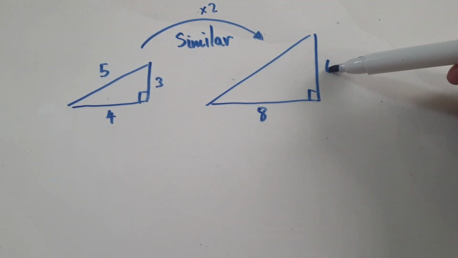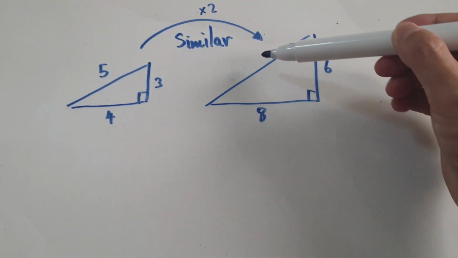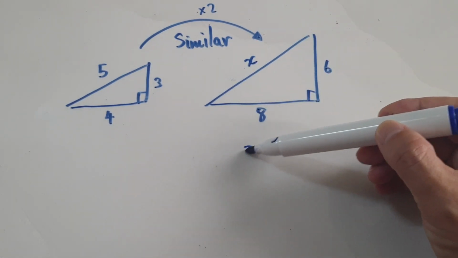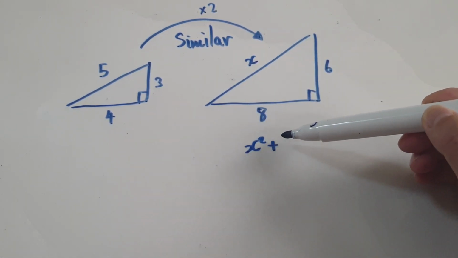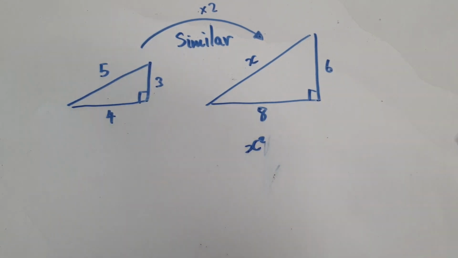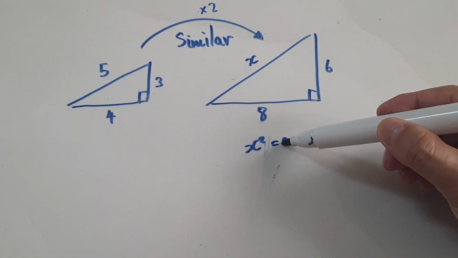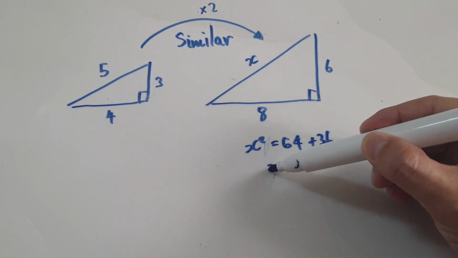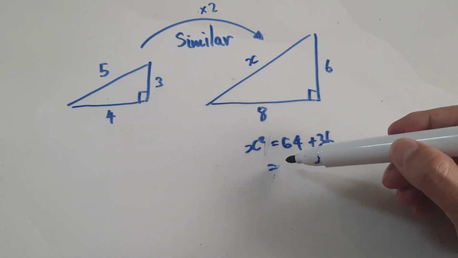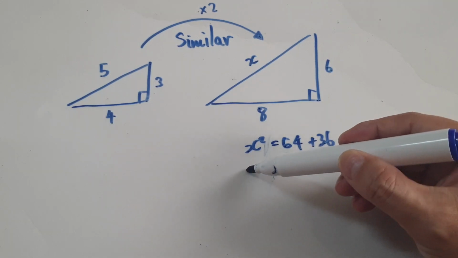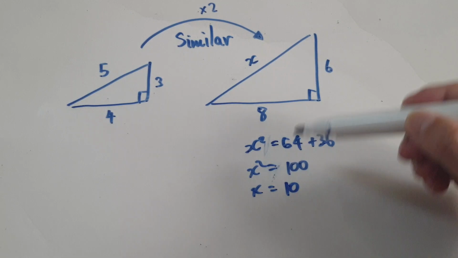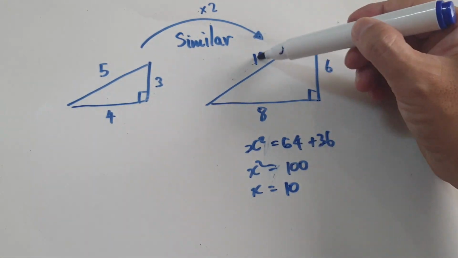So when you double this, it would be 6. It would be 8. Use Pythagoras to work out this diagonal length. So that would be x squared equals 8 squared, which is 64, plus 6 squared, which is 36. Then add these two together. That would be 100. So x is actually, square root both sides, that would be 10. So x is actually 10. So in this case, it works.